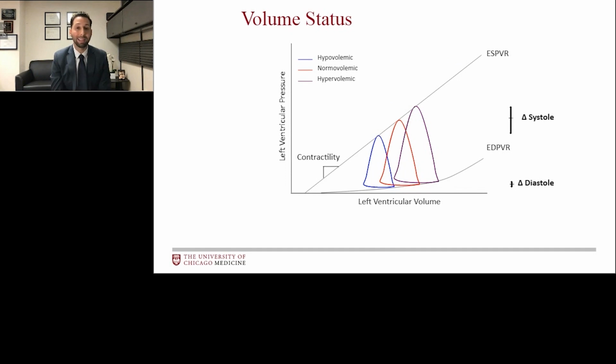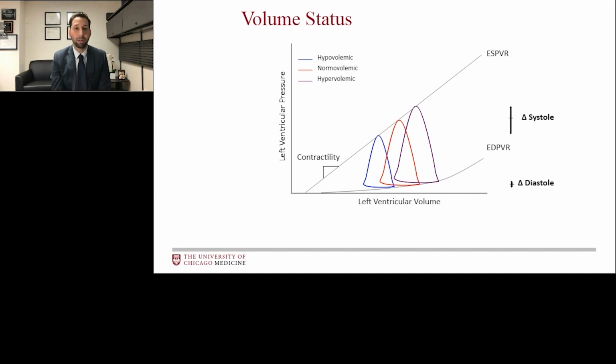So for those less familiar with a pressure volume loop, let me walk you through it. The bottom curve that is here represented as EDPVR is the end diastolic pressure volume relationship, and this defines the diastolic properties of the heart. The straight line at the top, designated as ESPVR, is the end systolic pressure volume relationship, and this defines the systolic properties of the heart. The slope of the end systolic pressure volume relationship is the contractility of the left ventricle.